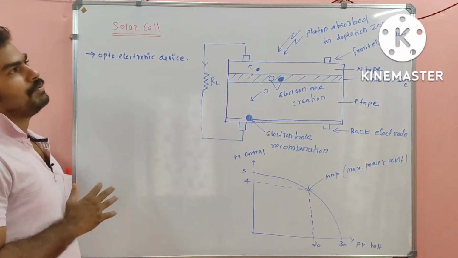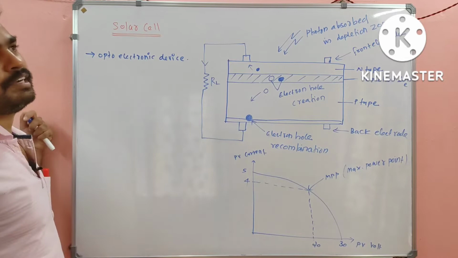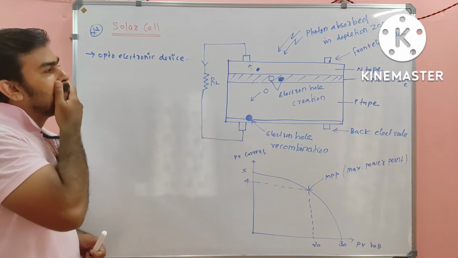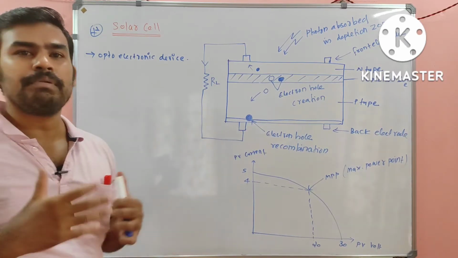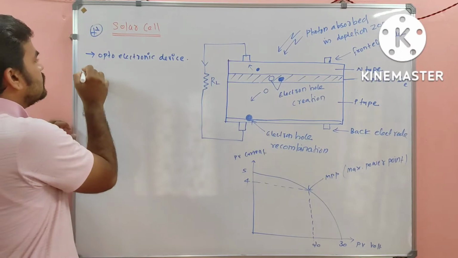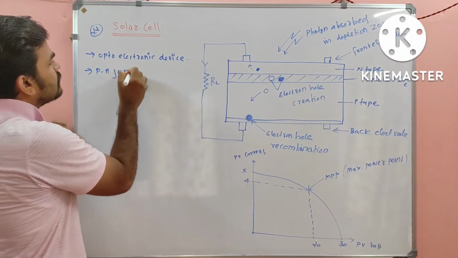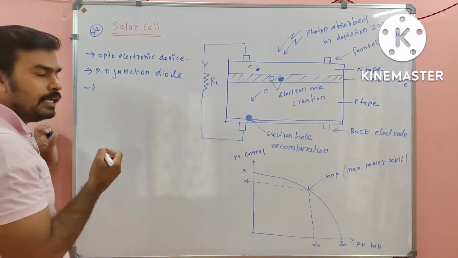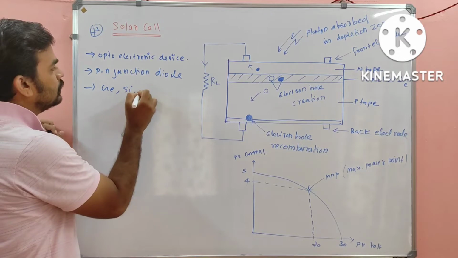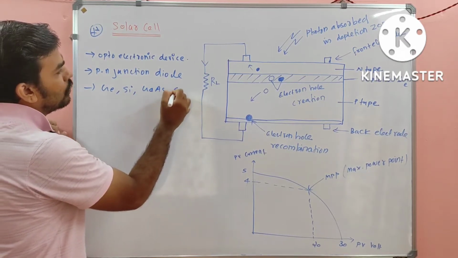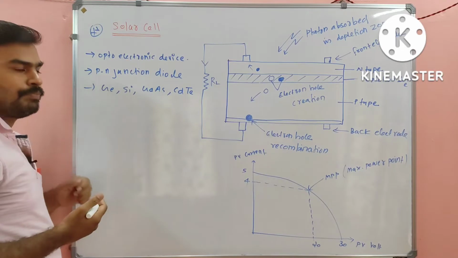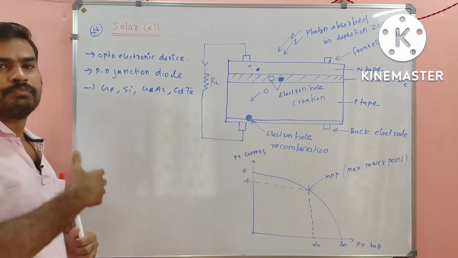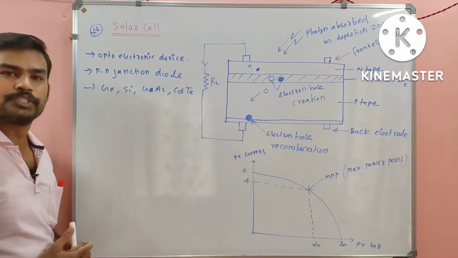First of all, we have to study a very important optoelectronic device, which is the solar cell. A solar cell is simply a PN junction diode. It is also a PN junction diode, made up of materials like germanium, silicon, gallium arsenide, or cadmium telluride, etc. These are the materials normally used to make solar cells.